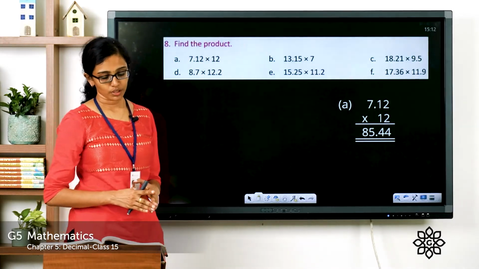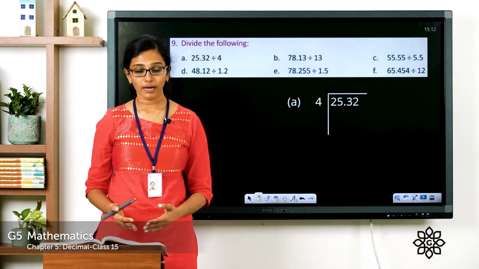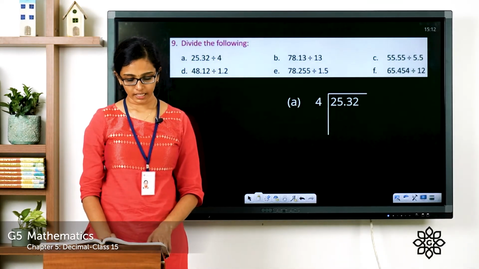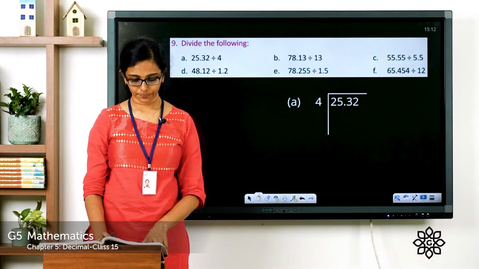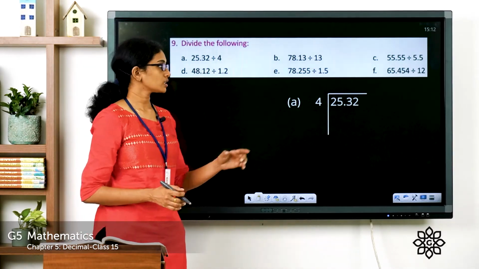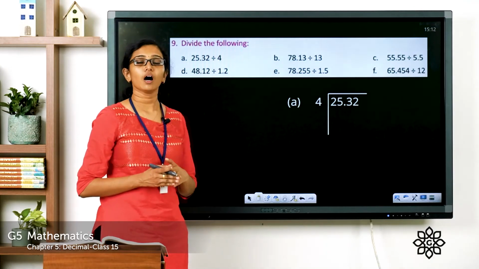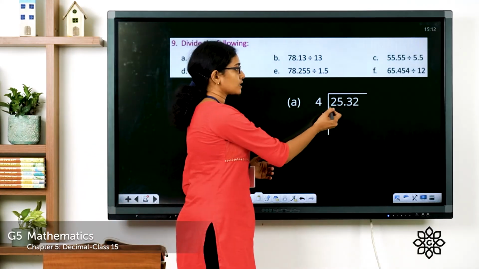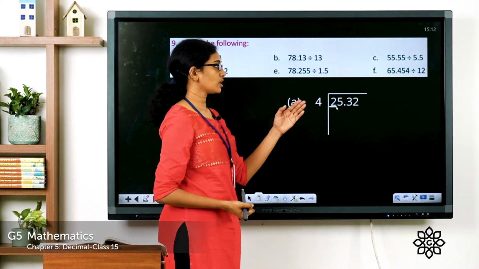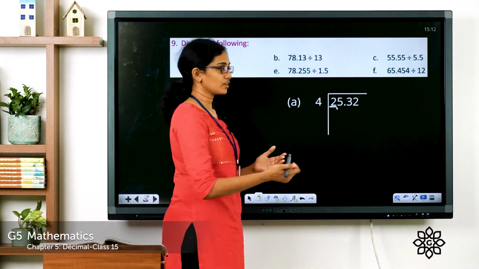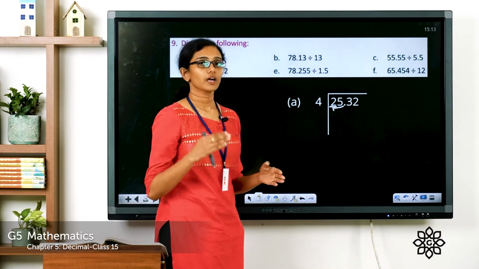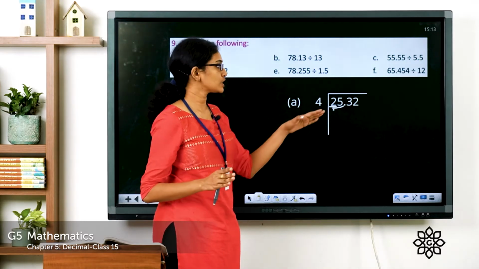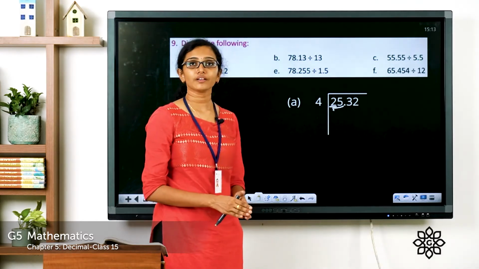Now, let's move on to the next question. Divide the following. Question A, 25.32 divided by 4. Let's see how we can do the division. A decimal number divided by a whole number. Let's consider the first digit, which is 2. We cannot divide 2 by 4. Let's take the first 2 digits, which is 25. So 25 divided by 4. Recite the table of 4 till you reach 25 or just less than 25.